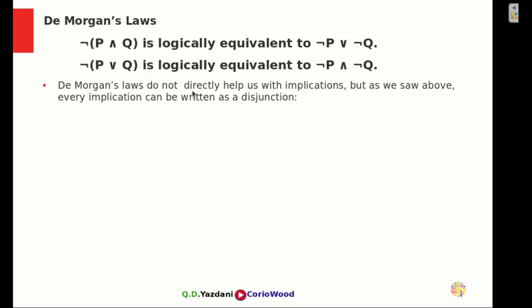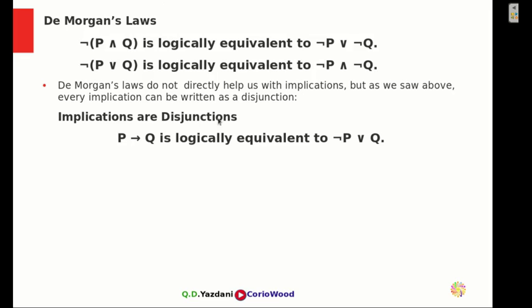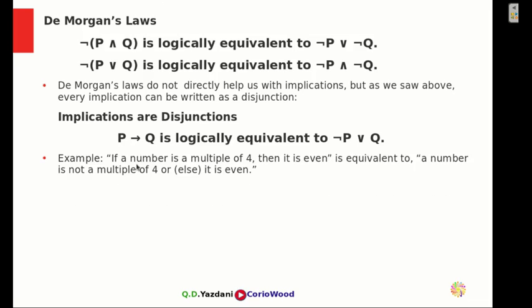De Morgan's law does not directly help us with implications, but as we saw above, every implication can be written as a disjunction. So now we're going to see implications as disjunctions. The first one is P implies Q is logically equivalent to not P or Q. Now we're going to give you an example. If a number is a multiple of 4, then it is even, is equivalent to: a number is not a multiple of 4, or else it is even.